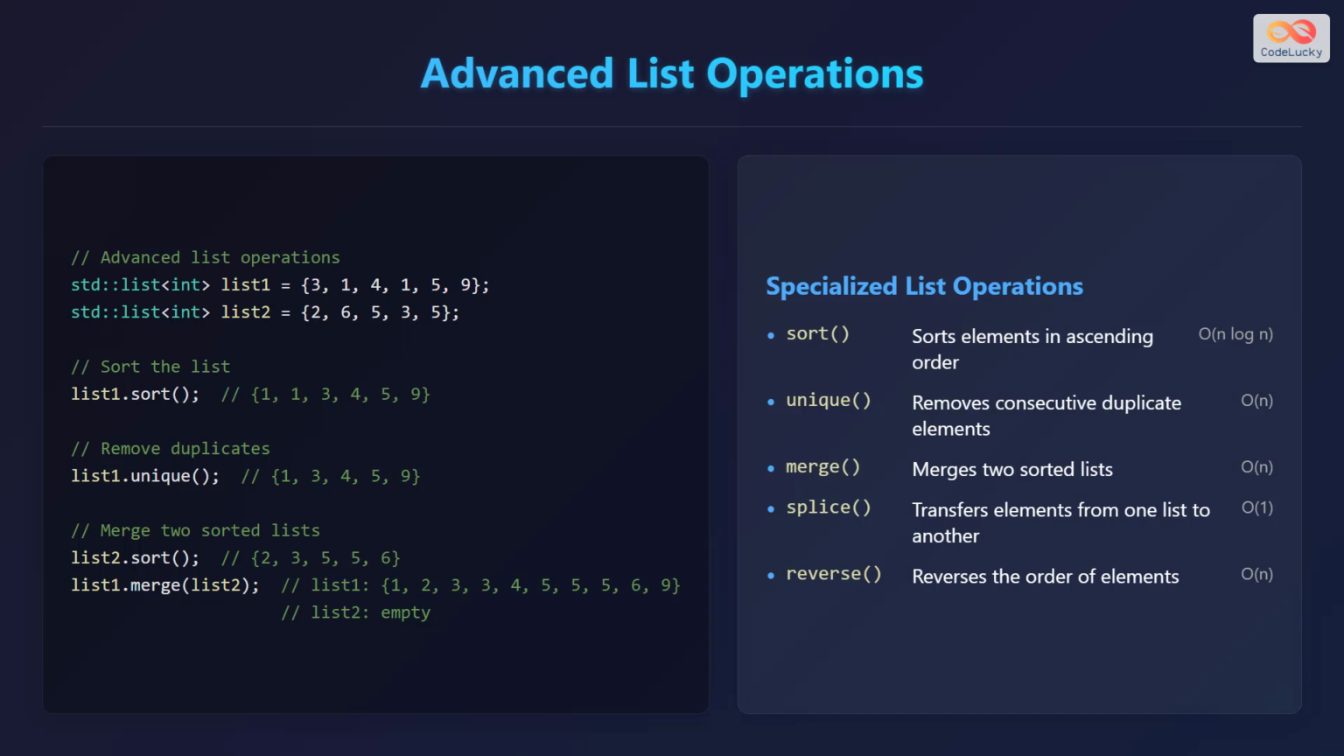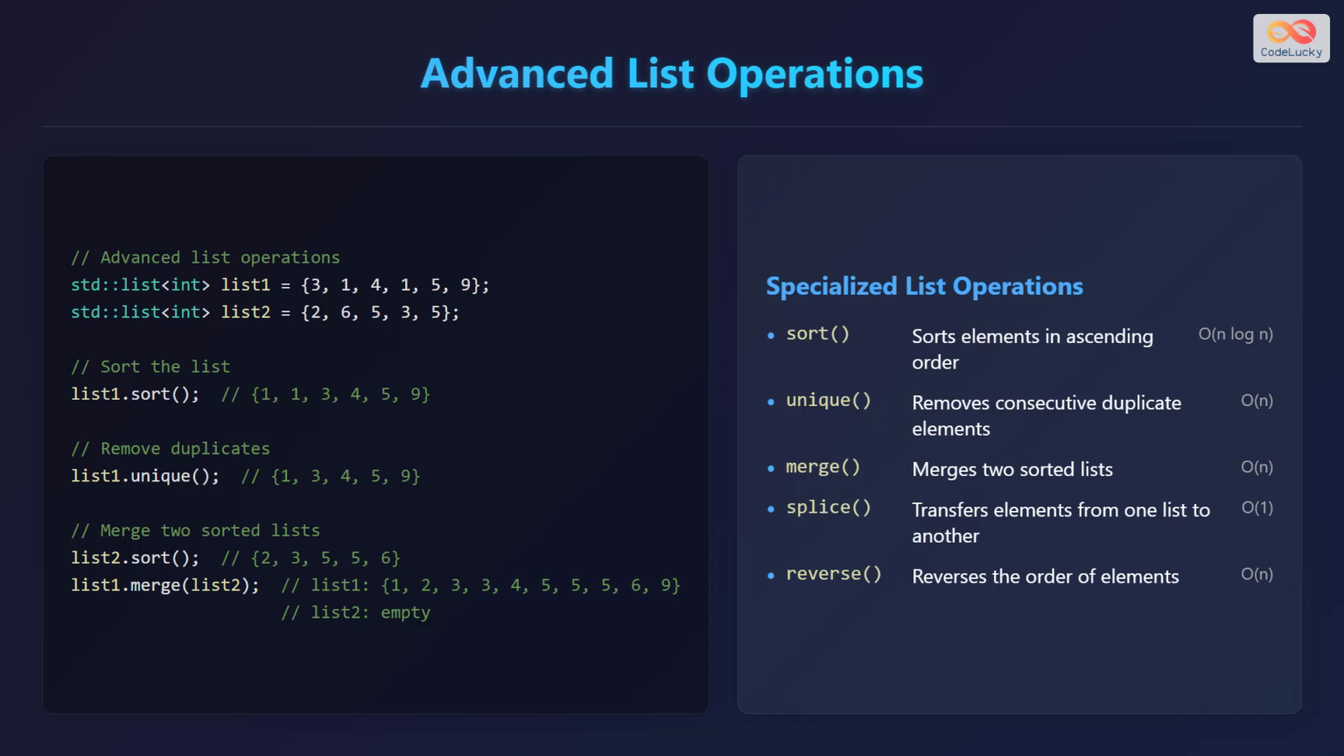Now let's discuss some advanced list operations. Given 2 std::list of integers, list1 initialized with 3, 1, 4, 1, 5, and 9, and list2 initialized with 2, 6, 5, 3, and 5, we can sort the elements in list1 using the sort function, list1.sort, which results in the list containing 1, 1, 3, 4, 5, and 9. We can remove consecutive duplicate elements from list1 using the unique function, list1.unique, which results in the list containing 1, 3, 4, 5, and 9.